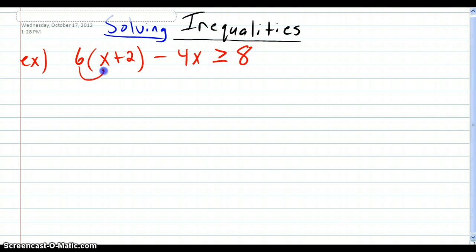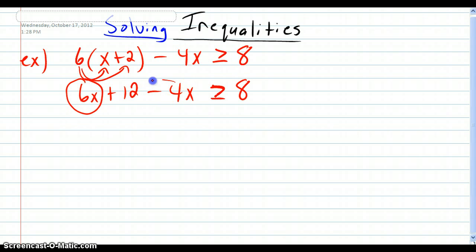So right here, 6 times x is 6x. 6 times a positive 2 is positive 12. Bring down the minus 4x, bring down the symbol which is greater than or equal to, bring down the 8. Combine like terms. 6x minus 4x is 2x. Bring down your positive 12. Bring down the symbol and 8.